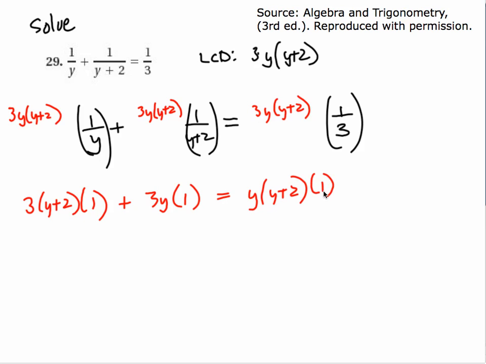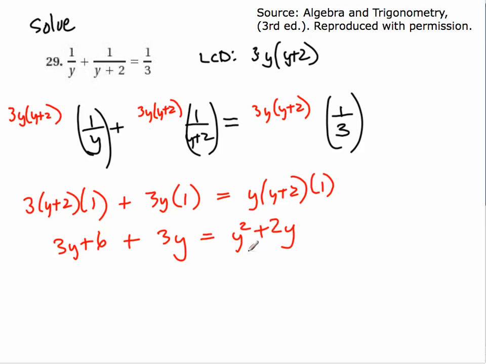Of course, when you multiply by 1, it doesn't change anything, so I don't have to worry about that. So this first one, I'm just going to have 3 times y, 3 times 2. So it'll be 3y plus 6 plus 3y times 1 is just 3y equals, not worrying about the 1, I'll just FOIL or distribute that. So it'll be y squared plus 2y.